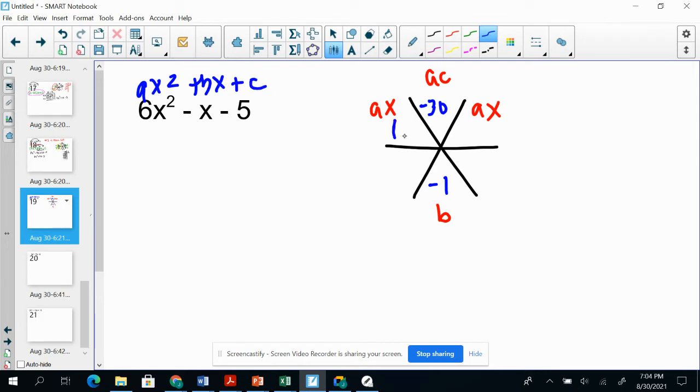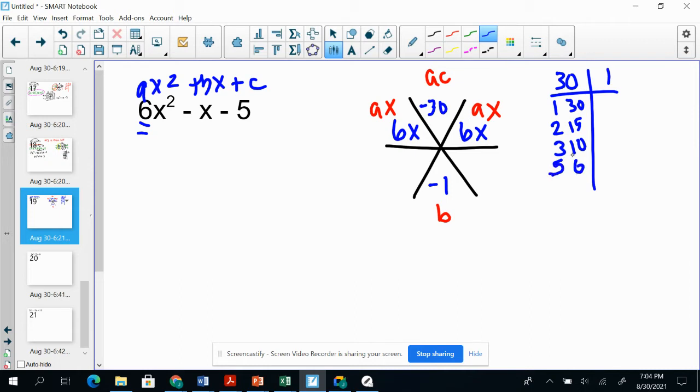So AX would be 6X here and 6X here. So you're just taking your A value, put an X with it in the upper parts of our big star. Now, we're going to find the factors of 30 that will add or subtract to give me 1. So I have 1 and 30, 2 and 15, 3 and 10, 5 and 6. And then you keep going and you're going to get all the way back up to 30. So then we have all of our sets.